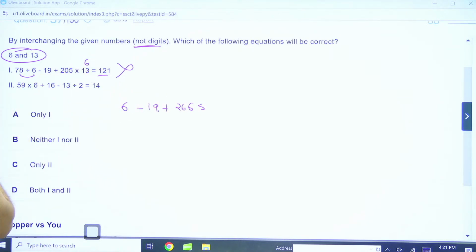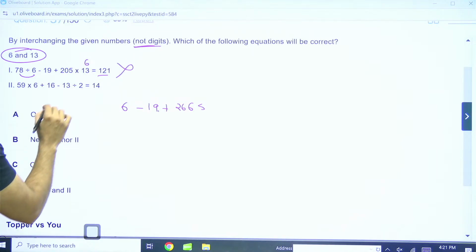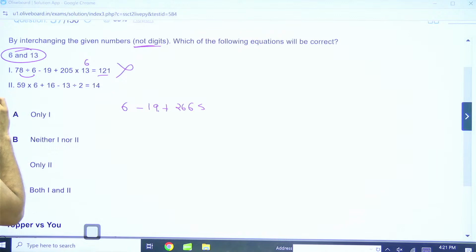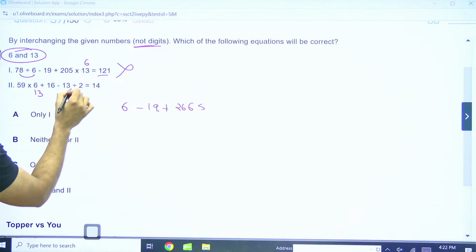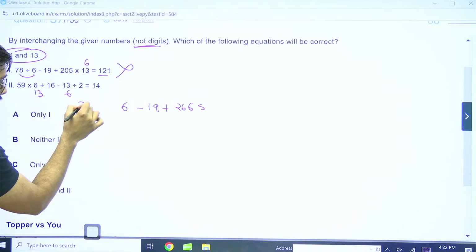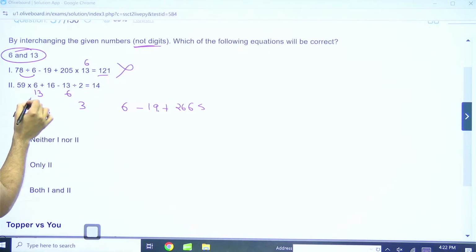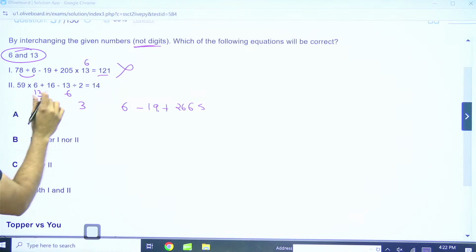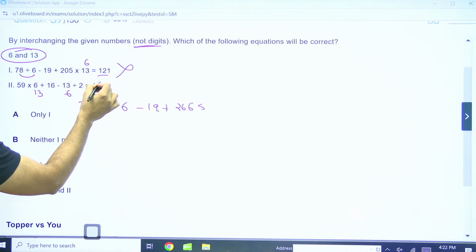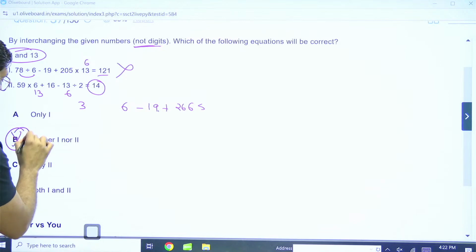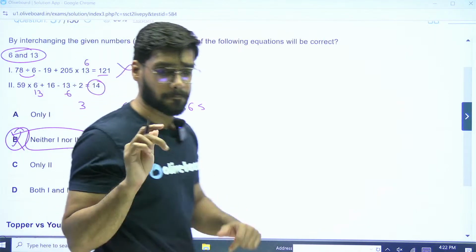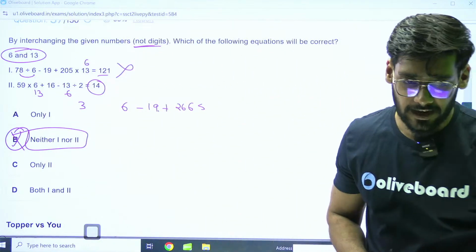Let's do the second one, applying the BODMAS rule. 6 and 13 need to be interchanged. 13 will come over here and 6 will come over here. Applying the division part, it will become 3 first. Then applying the multiplication part, it will become 13 into 15, a big number, which will never give us 14. So the answer should be neither 1 nor 2. Option number B should be the right answer.